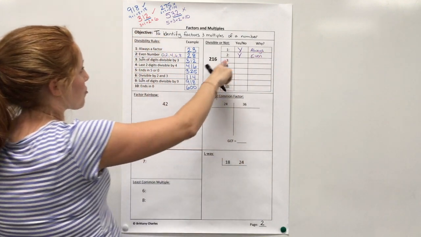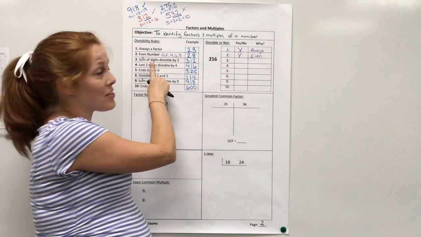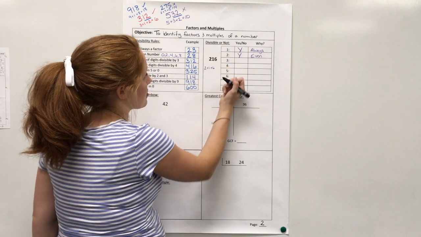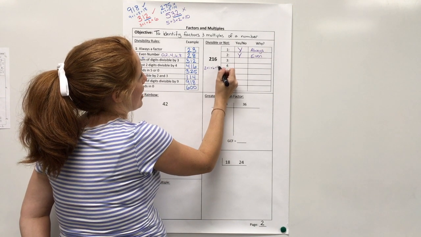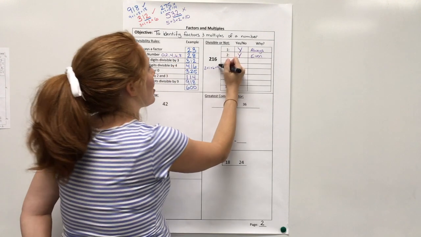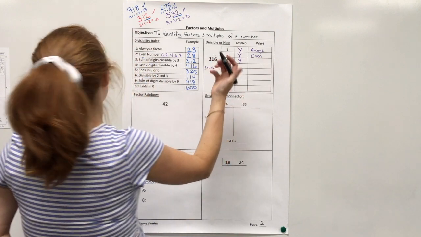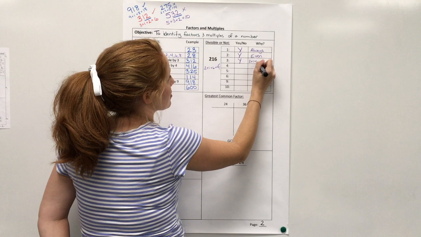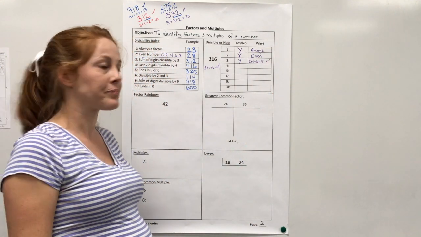All right, now I check 3. Remember for 3, I have to do the sum of the digits, so I have to add the digits. 2 plus 1 plus 6. Well, 2, 3, 4, 5, 6, 7, 8, 9. That equals 9. Is 9 divisible by 3? Yes. So then I know this works. And my proof is just this exactly: 2 plus 1 plus 6 equals 9, and 9 was divisible by 3.